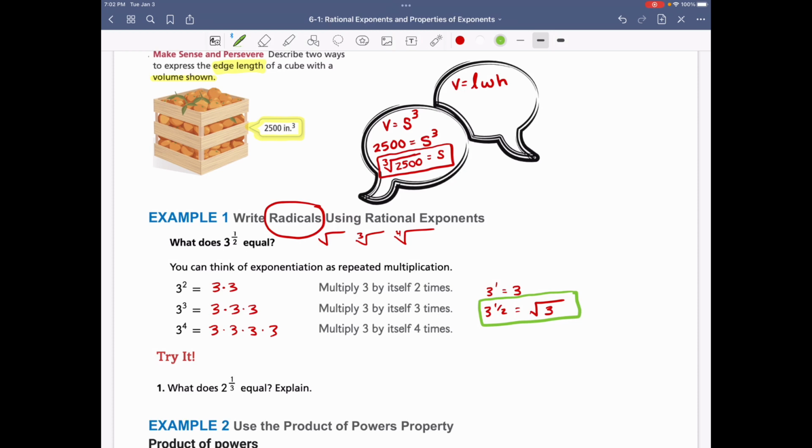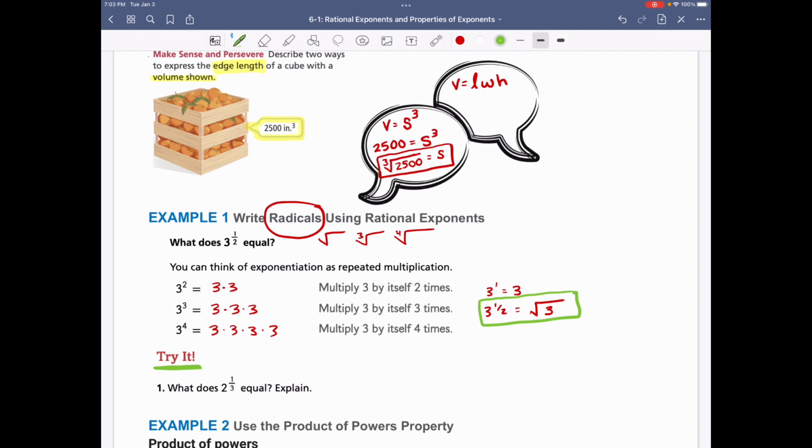3 to the 1/2 is equal to the square root of 3. And you could put that in your calculator to get an irrational answer. All right, let's move on to our try it. What does 2 to the 1/3 equal? Explain. I'm going to pause the video now so that you can talk in your groups about what you think 2 to the 1/3 would equal.